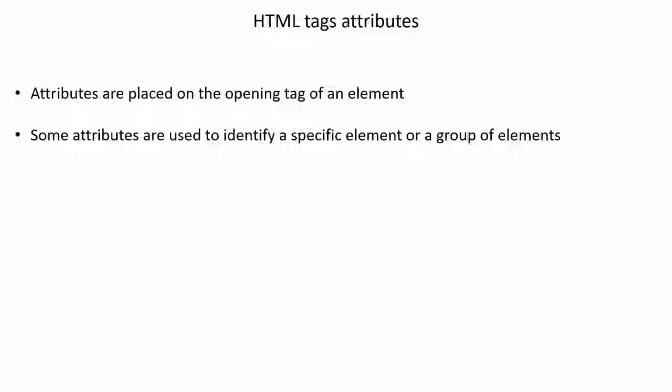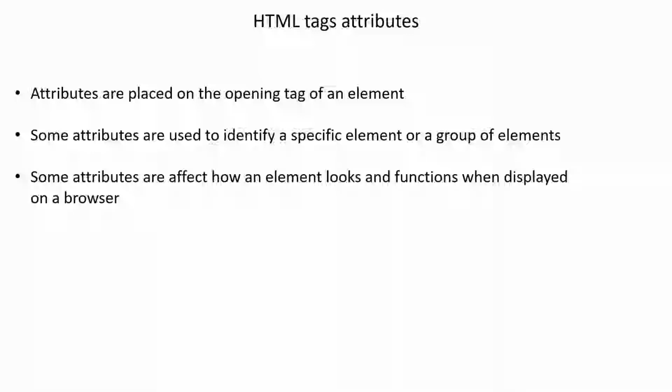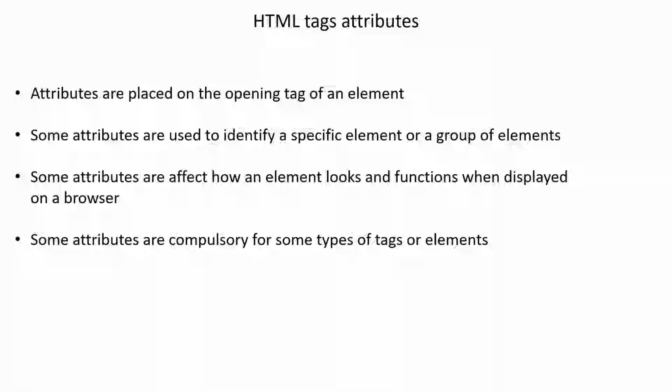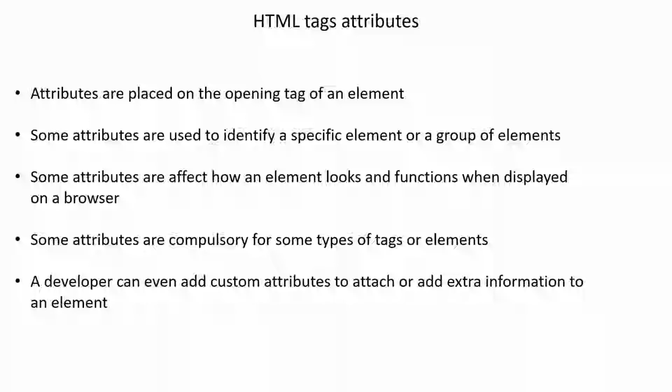In this lesson, we will look into HTML attributes and see the various roles they play in HTML elements. We will learn that HTML tag attributes are always placed on the opening tag of an element. Some attributes are used to identify a specific element or a group of elements. Some attributes affect how an element looks and functions when displayed on a browser. Some attributes are compulsory for some types of tags or elements, since those elements would not make sense without the compulsory attributes being used on them. And also a developer can even add custom attributes to attach or add extra information to an element.